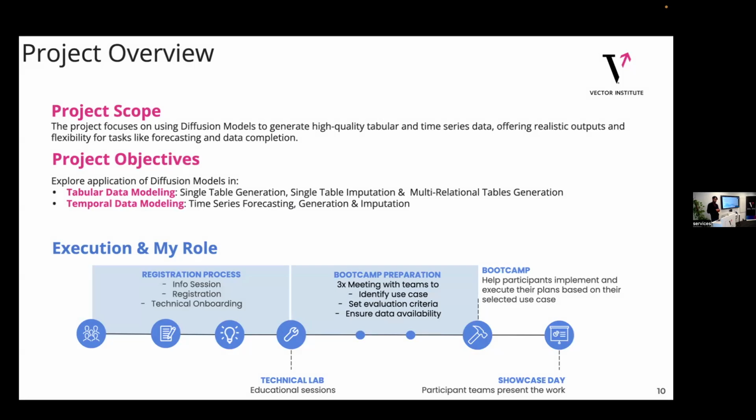Essentially, over the span of around 3 months, we split it up into a few sections. The first section was the registration process, where I was very heavily involved in creating the marketing materials, the call for participation, and having meetings with a bunch of teams from our sponsors and seeing if they're interested.